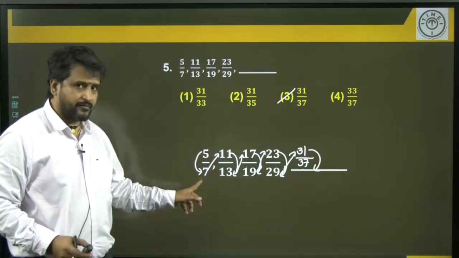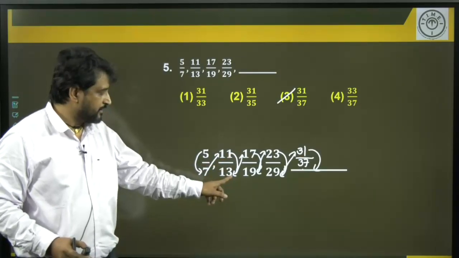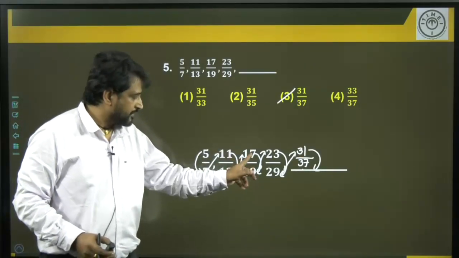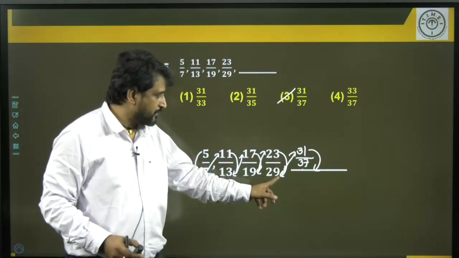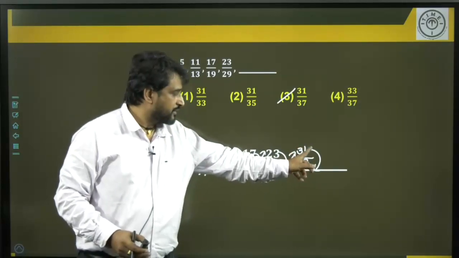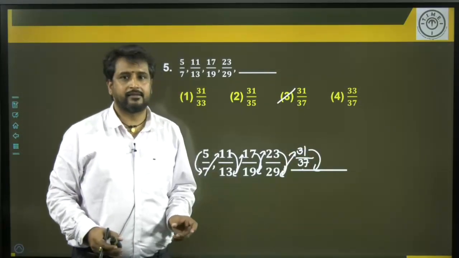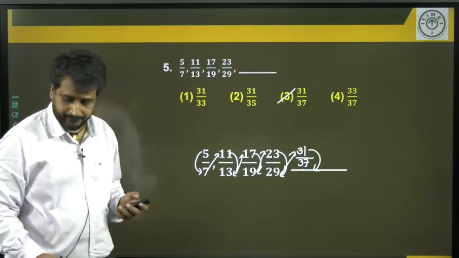5, next prime number is 7. 7, next is 11. 11, next is 13. 13, next is 17. 17, next is 19. Next prime number is 23. And next prime number is 29. Next prime number, the numerator after 29, is 31. 31, next prime number is 37. So 31 by 37. Choice 3.